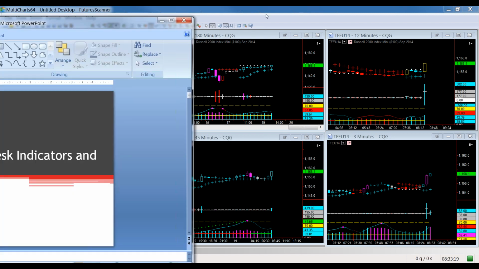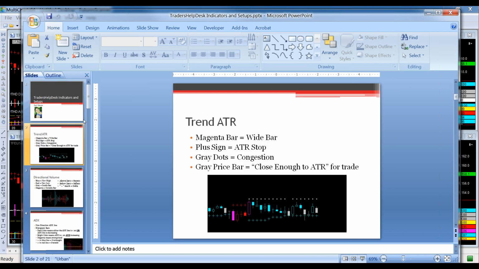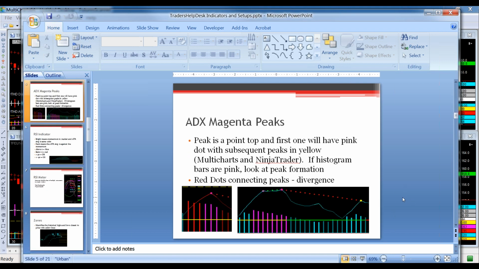Okay. Now this is the video that I did that all of the new members can actually access. And what I do is I go through all of the colors of the ATR and what each color means and what we're looking for. I do the same thing on the directional volume. I do it on the ADX. I also explain the peaks. What does a peak mean? What's the difference between a flat peak and a pointed top peak? What does it mean when we see those two types of peaks?